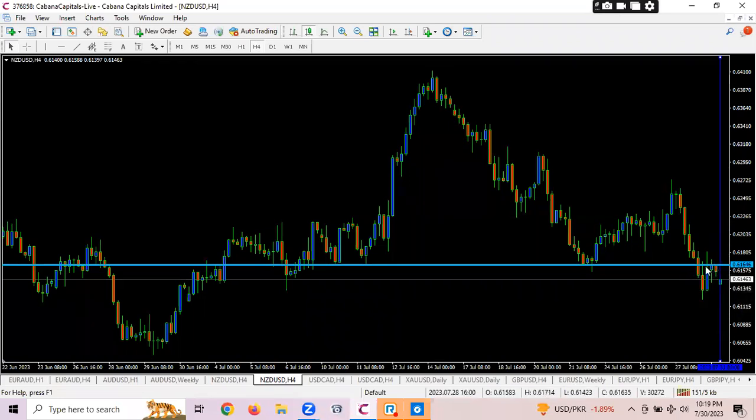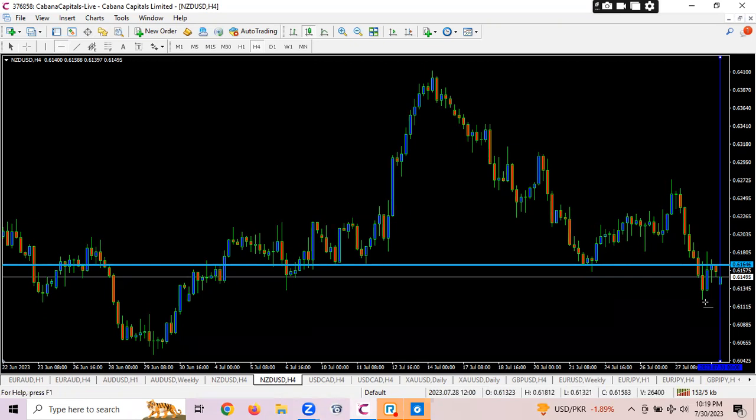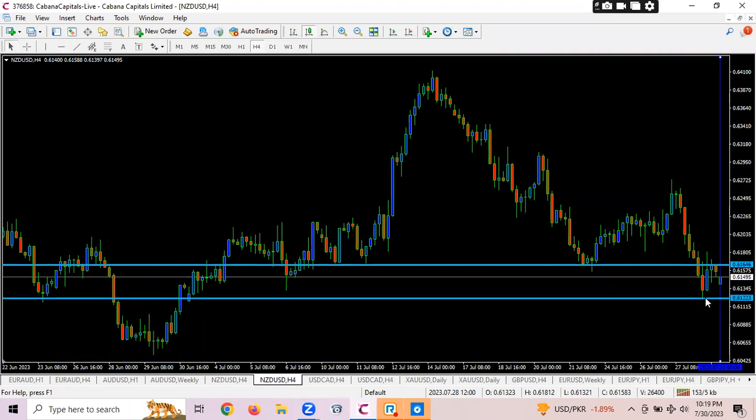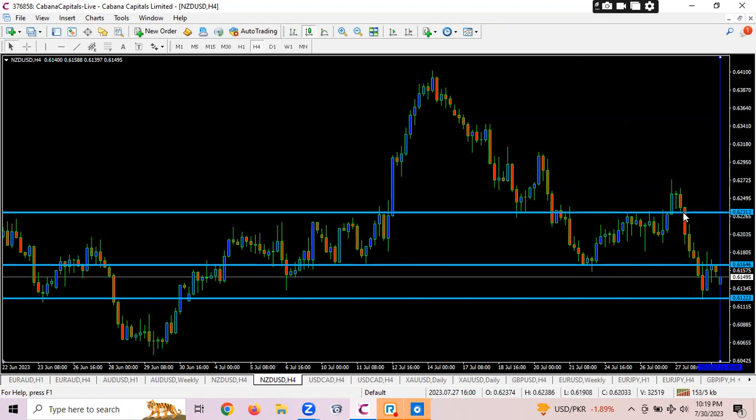Okay, so if this resistance is broken, that is a buy for me. And if I'm buying above this level, my stop loss would be a few pips below the low of this bearish candle, and my TP would be at this level, around this level.